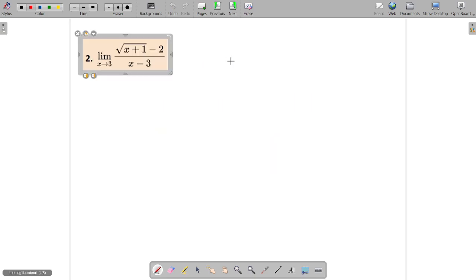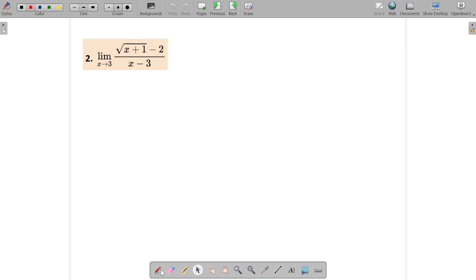Now I have another question here in which I need to find the limit of this function: x root x plus 1 minus 2 over x minus 3. In the previous question we had a quadratic function in the numerator, so we factorized it, but here we do not have a quadratic function which we can factorize. Here you can see that we have a function which has an under root.